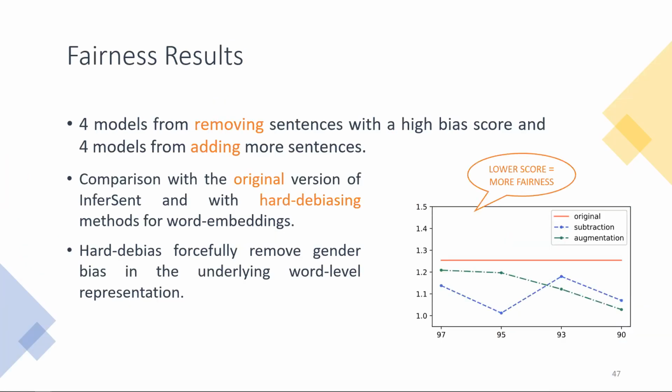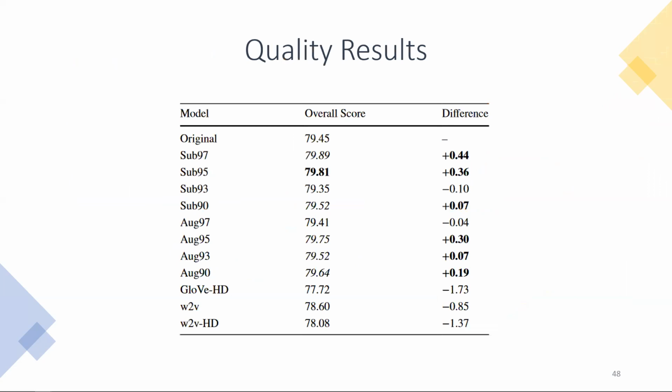And what we obtain is that in every single one of these cases, we have a fairer model compared to the original. Especially for augmentation, we can see that the higher the mitigation, the lower the stereotypical associations identified in the models. For subtraction, it's still lower, although not monotonic, but we still obtain better results. From the quality point of view, we were more or less the same. The original obtained almost an 80 score in this SentEval average overall score, and we are not far off.